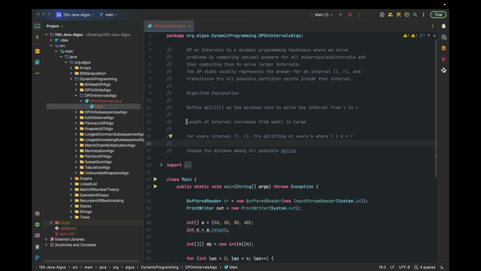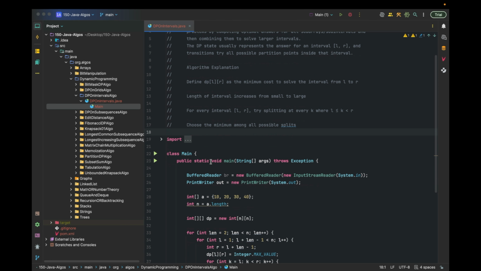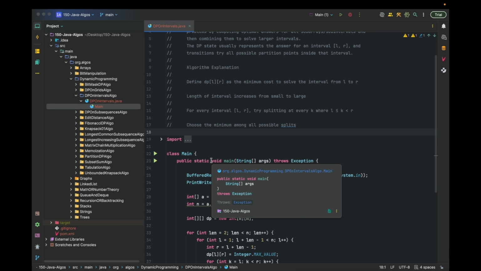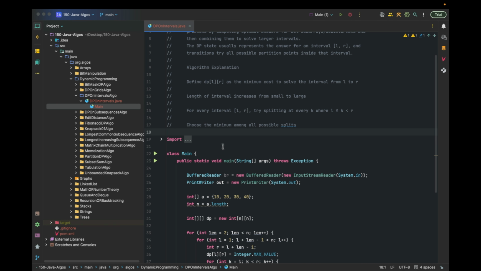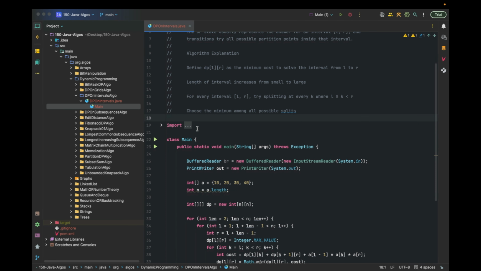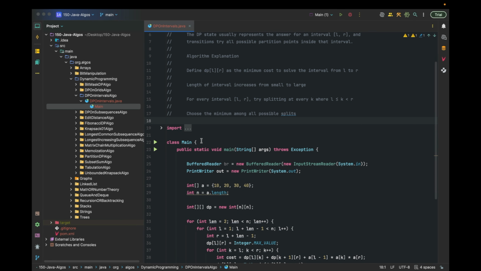Next, we are considering the length of the interval increasing from small to large, quite obviously, right? So for every interval left to right, we'll try splitting at every k where k is greater than or equal to L and less than R. So this one strictly. And finally, we'll choose the minimum among all the possible splits. That's what we'll be doing. So this is it for the algorithm explanation.